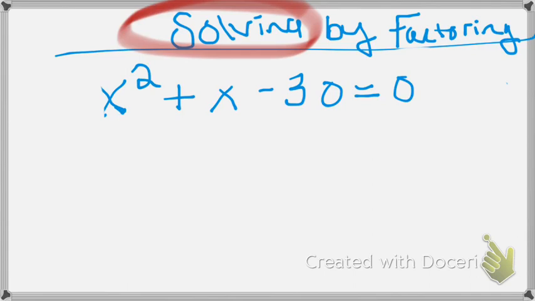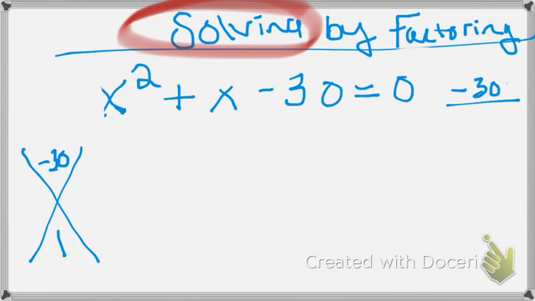This one I know from personal experience, because I can figure out all this stuff, that if I set up my cross, I get negative 30 here and 1 here. What factors of negative 30, when combined together, will give me a positive 1? There's a negative sign, so I can start multiplying and seeing if any of this gets me near a positive 1. No. 1 times 30 is not going to get me anywhere near 1. 2 times 15, no. 3 times 10, no. 4 doesn't go into it.